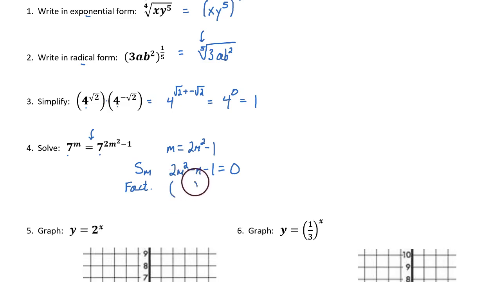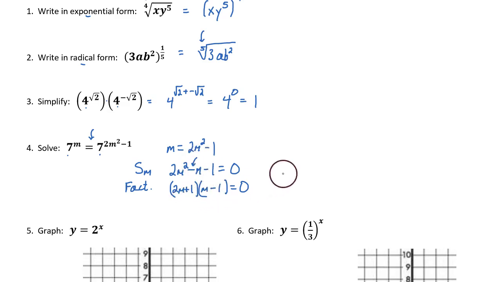Trinomials factor with a double parenthesis pattern using FOIL. 2m times m is the 2m squared, and then because this is a 1, it has to be 1 times 1, and then we'll put a negative sign here and a positive sign here. The reason is that positive times negative makes this negative, and the outer product is negative 2m, and the inner is positive 1m, and those add together to make negative 1m.